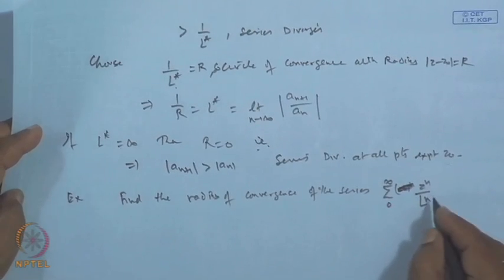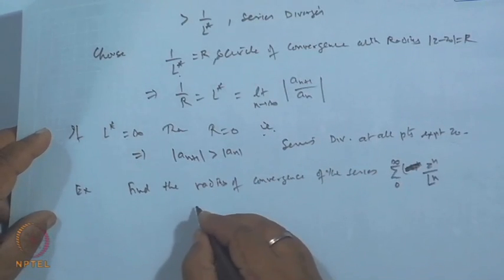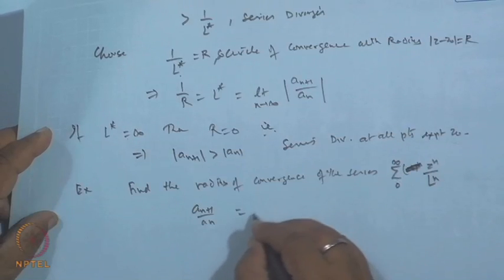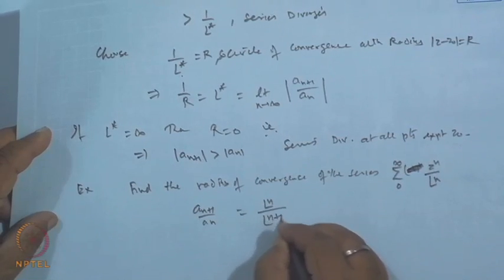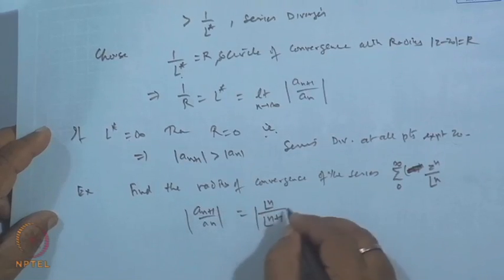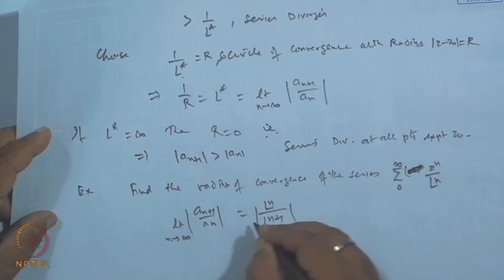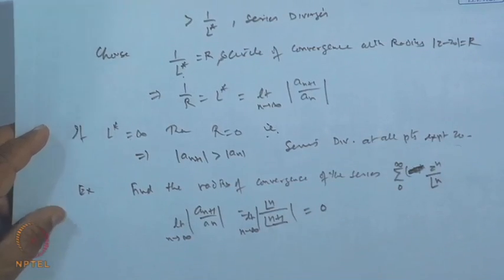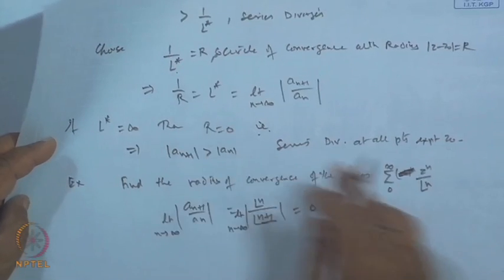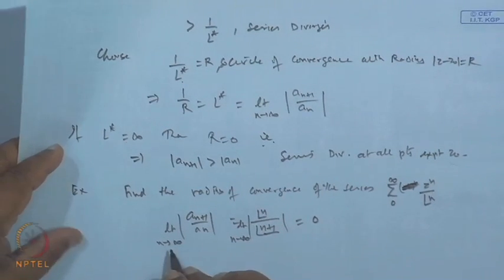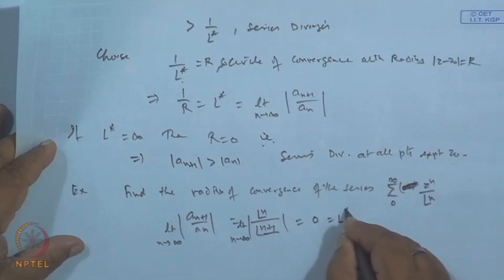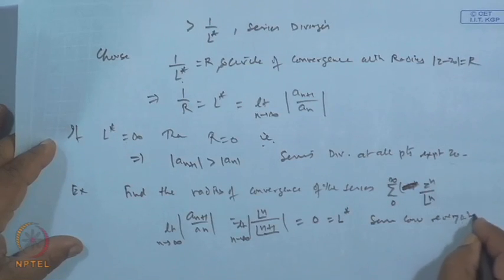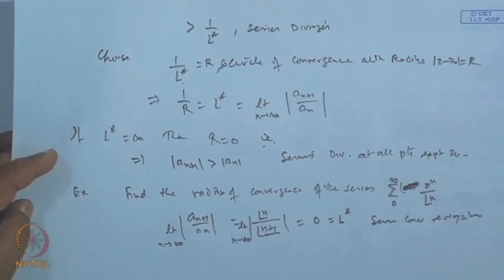Suppose I take this series. Okay. Then what happens is mod n plus 1 over n. This is equal to what? Mod n plus 1 is factorial n plus 1, mod of this, and the limit of this as n tends to infinity is the same as the limit of this as n tends to infinity, which is nothing but 0. So, our L star is 0. L star is 0 means R becomes 1. So, this is our L star. So, the series converges everywhere. Okay, like this. Similarly, we can go for others.